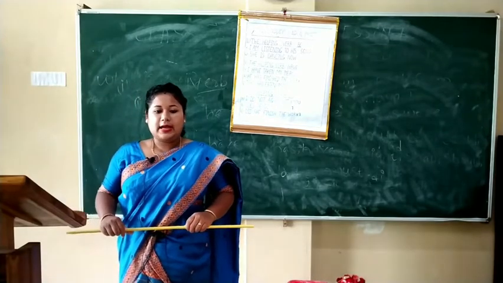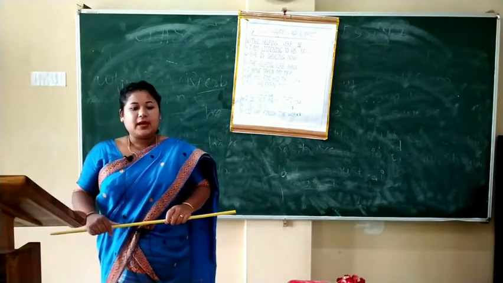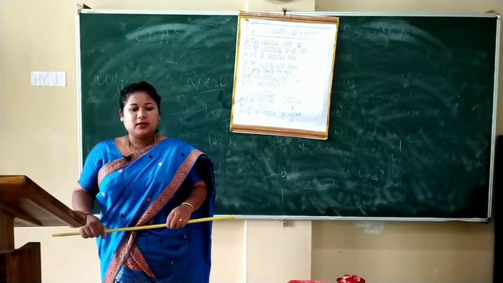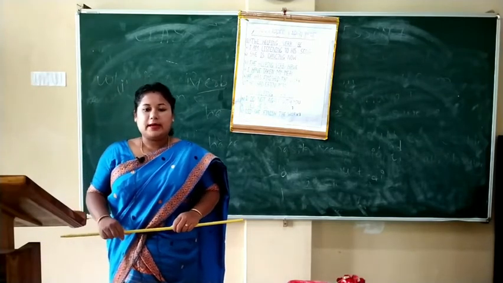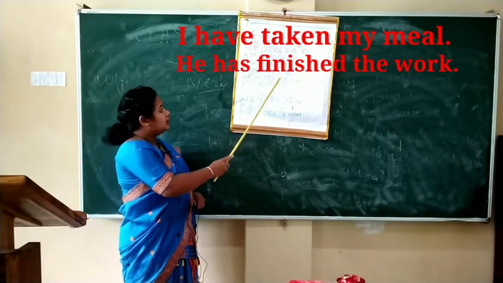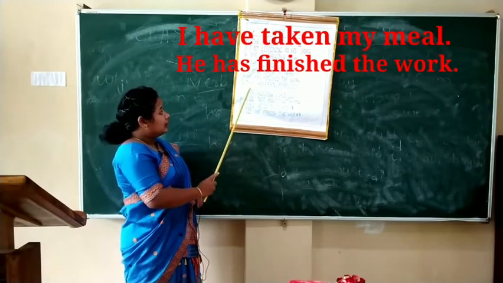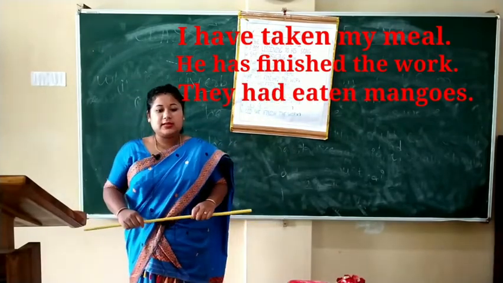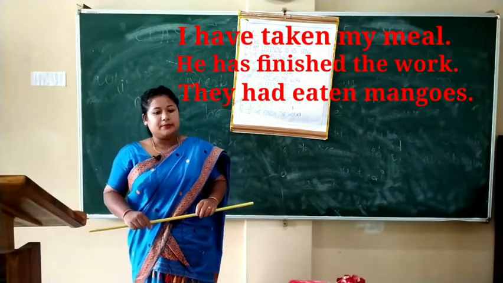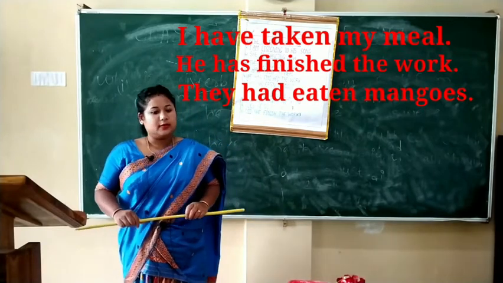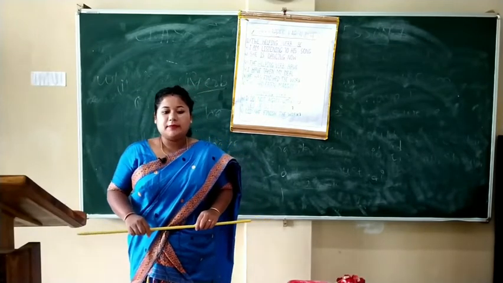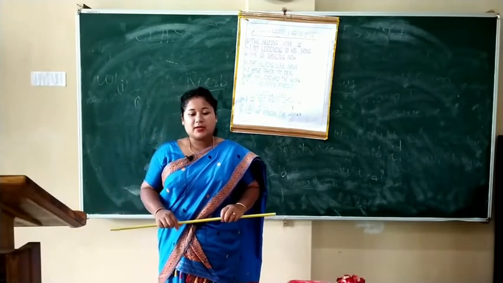Now, let us learn the helping verb have. Has, have, or had are the forms of helping verb have. Let us take a few examples of helping verb have. I have taken my meal. He has finished the work. They had eaten mangoes. In these sentences, we see that have, has, and had are followed by the main verb in the past participle form. We should keep in mind that helping verb have is always followed by the main verb in the past participle form.